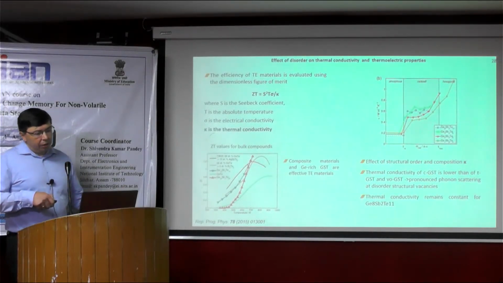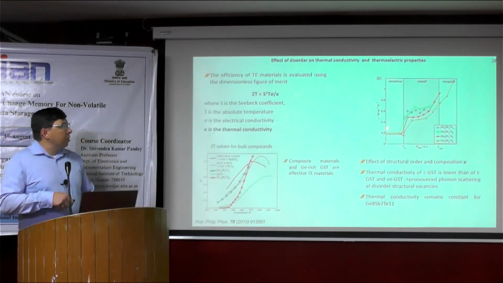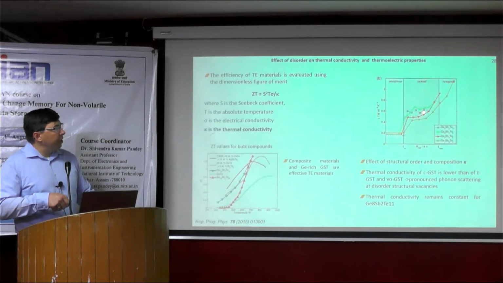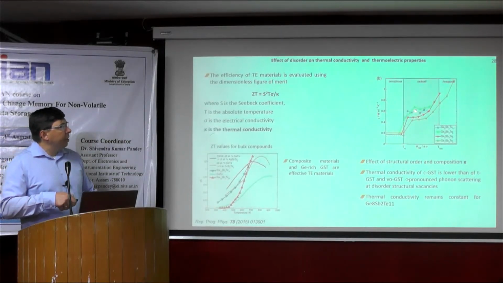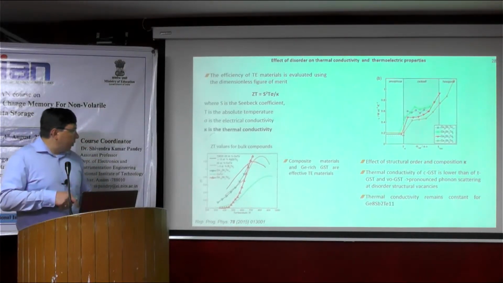The vacancies also act as carrier scattering. So if we consider a composition like germanium 8 antimony 2 tellurium 11, then we can see that there is no increase in the thermal conductivity. So it seems that this phase does not have so many vacancies, and so this is one application.